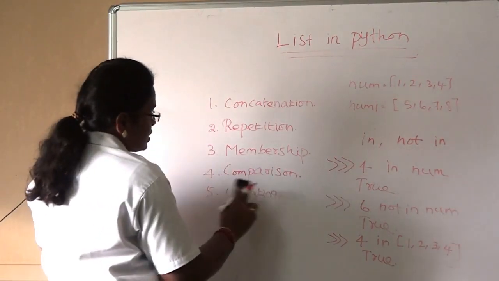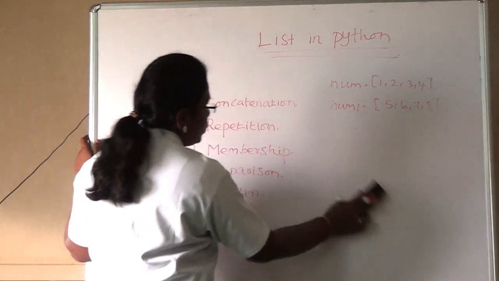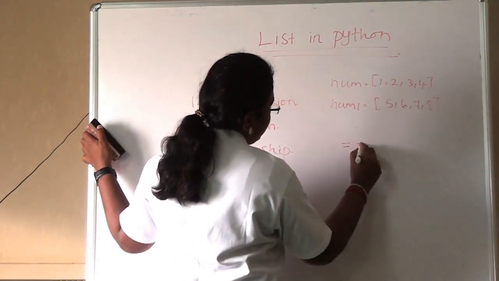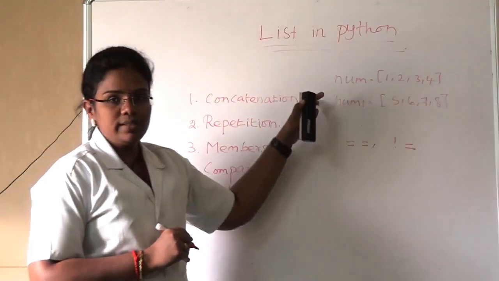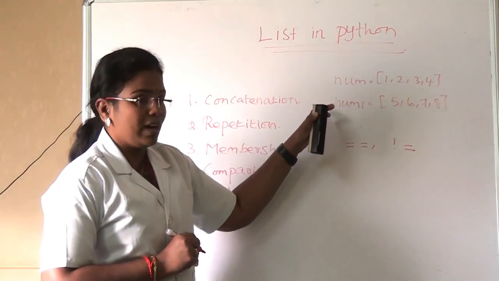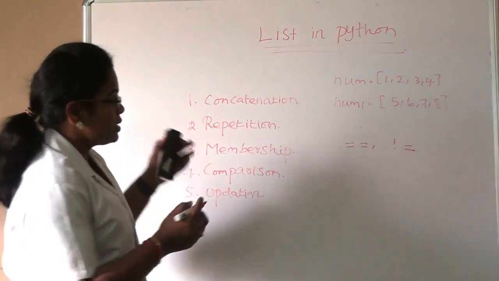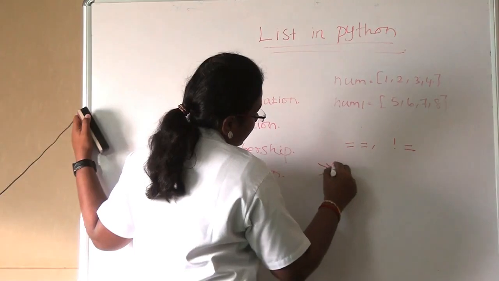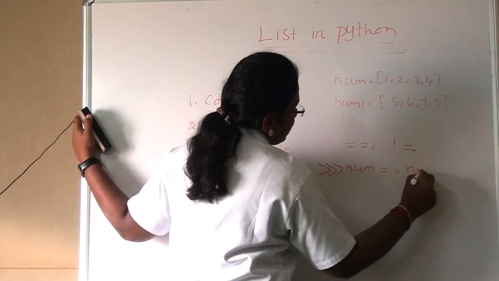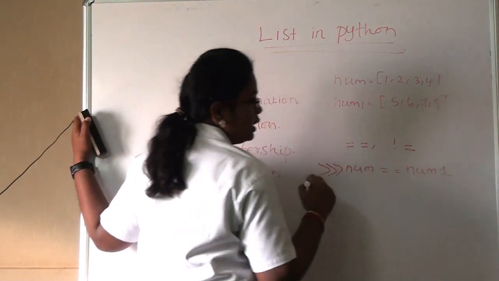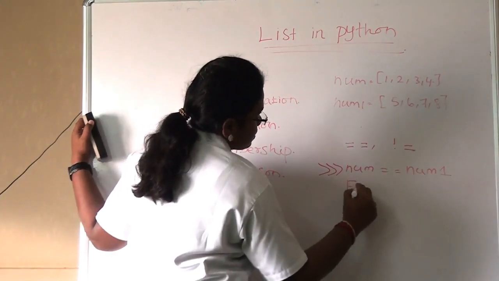Okay, the next one is the comparison operator, by using the two operators called equal to and not equal to. For example, I am having two lists, num and num1. I can compare the contents of the list, not the memory address. I am giving the command num equal to num1. It is also returning the boolean data type true or false. So the answer is false.